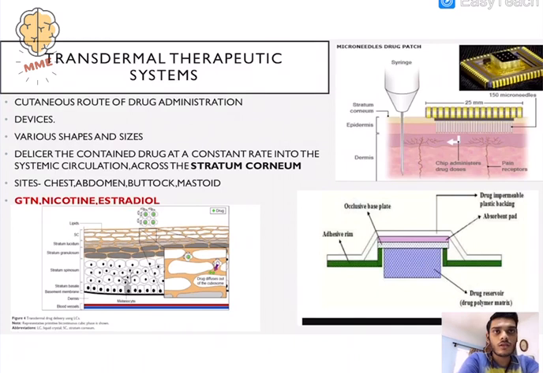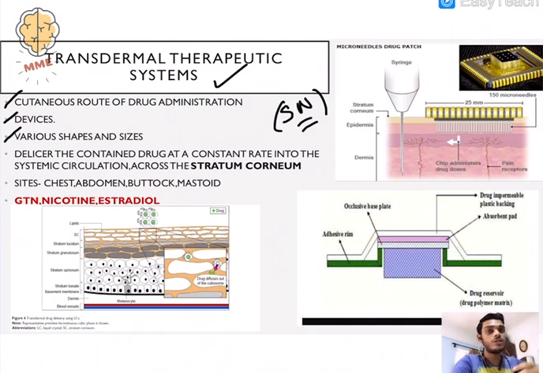One more important part are the transdermal therapeutic systems. A transdermal therapeutic system is again a short note candidate, and is asked in theory examinations. This is a cutaneous route of drug administration, right? These are devices which are available in various shapes and sizes, and they deliver their contained drug at a constant rate into the systemic circulation across the stratum corneum.